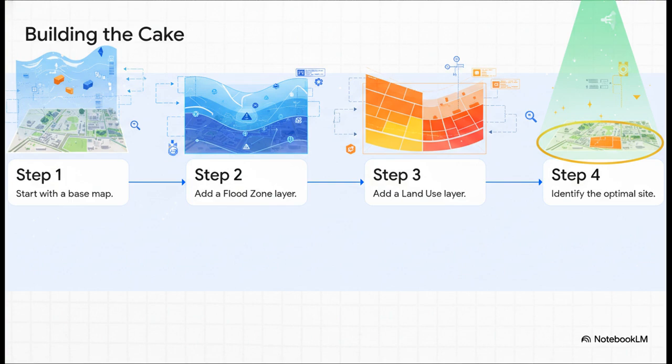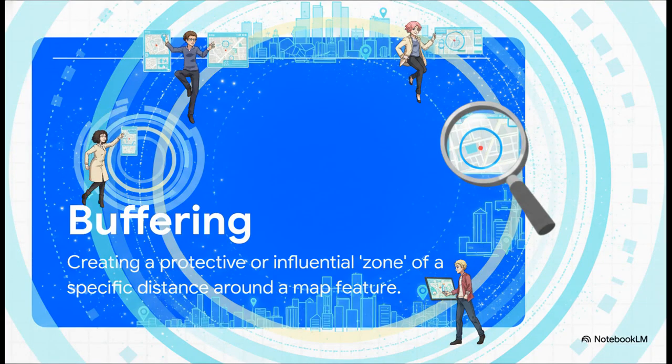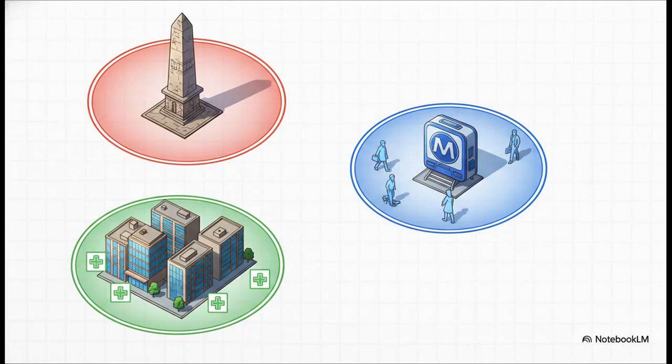pops right out. Another must-have power tool is something called buffering. All this really is creating a zone of a specific distance around something on a map. Think of it like drawing a circle, a protective bubble, or an area of influence around a point, a line or a shape. And I promise you, you see this technique in action all the time. You just might not know the name for it.